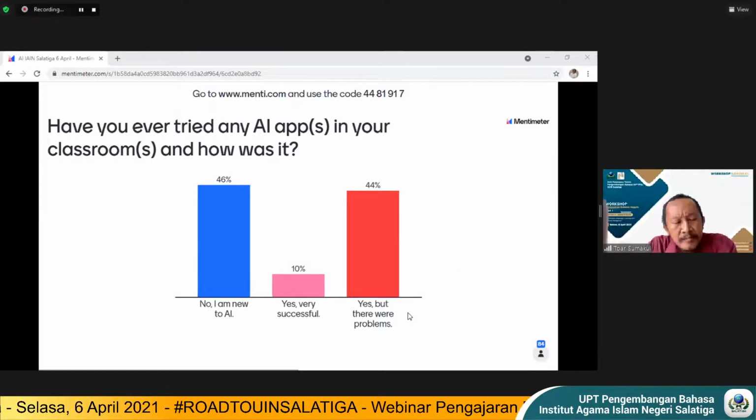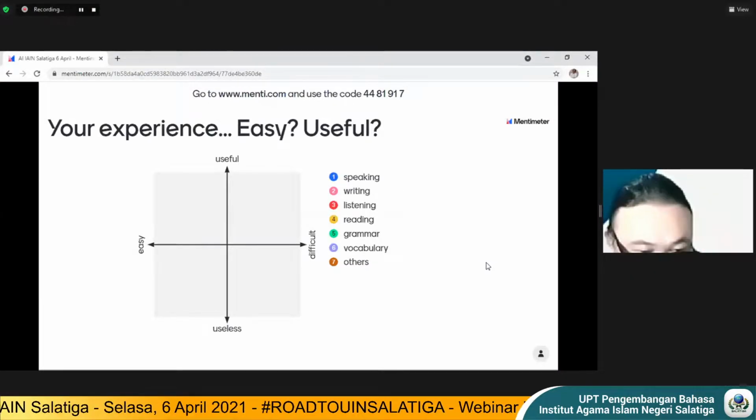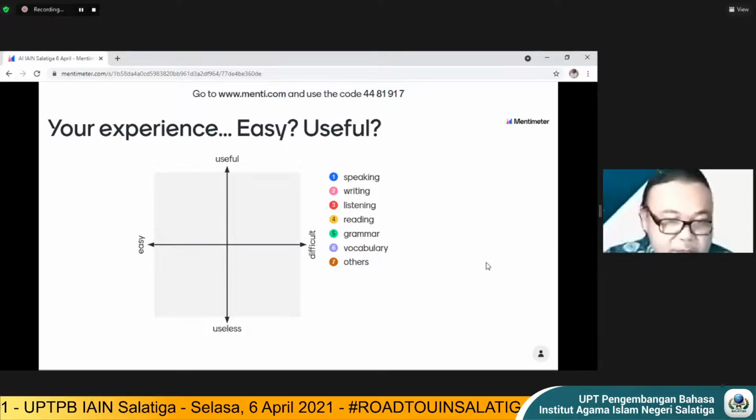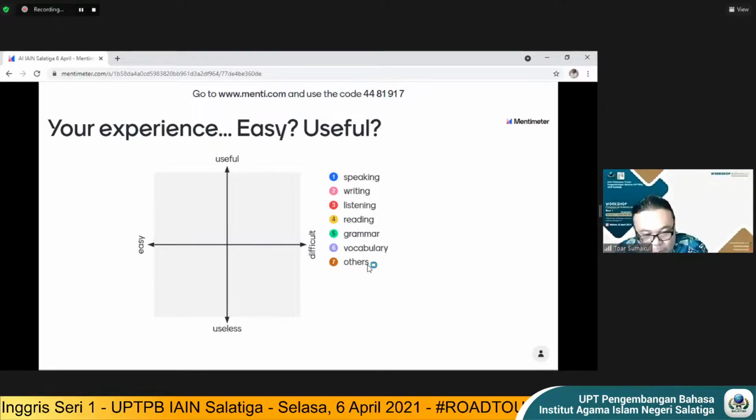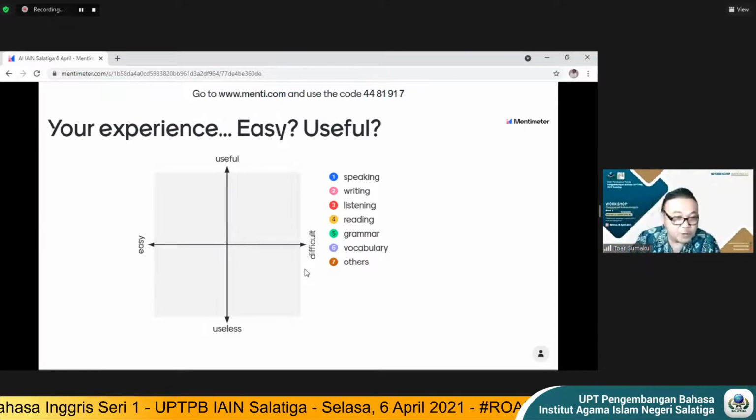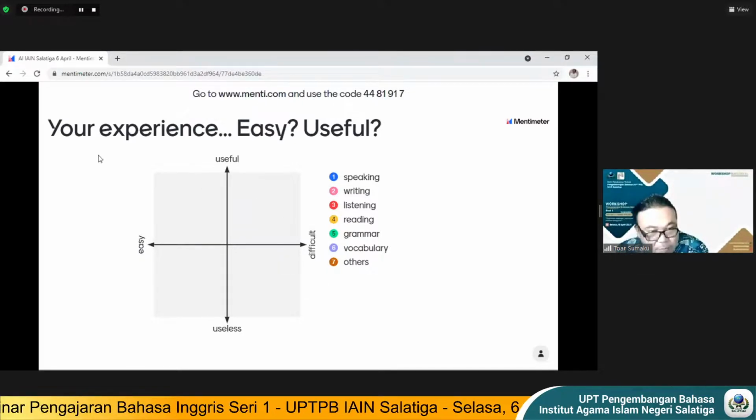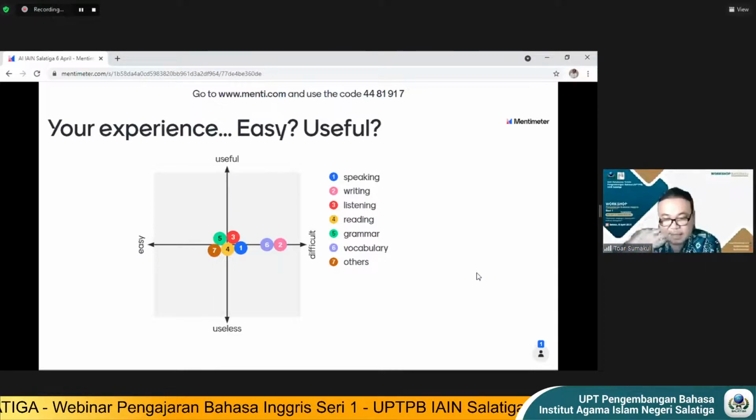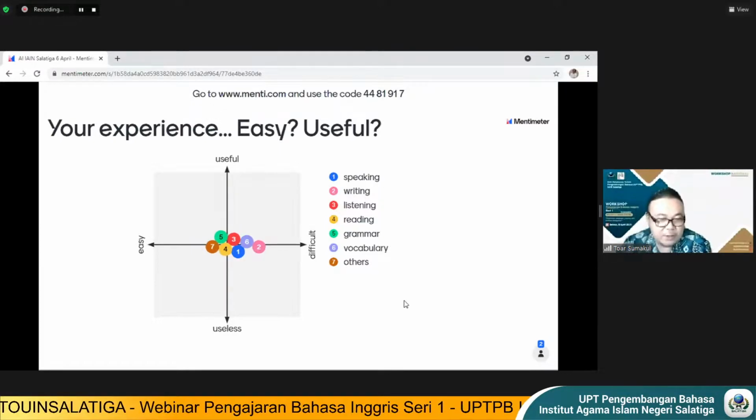Interesting. Many are still new to AI. So the next question will be, if you have applied this AI technology, for example in speaking, there are just two variables: whether it is useless or useful, and whether it is easy or difficult. If you are new to AI, it's not applicable to you. You can skip one of the options there. For example, if you haven't tried grammar, you just skip grammar. If you haven't tried vocabulary, you can just skip it.